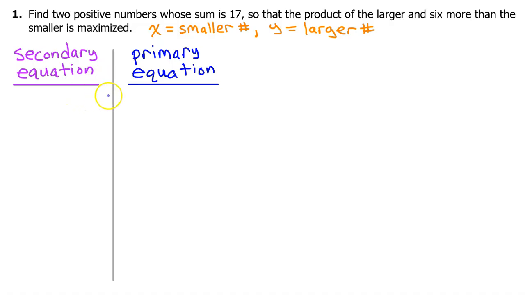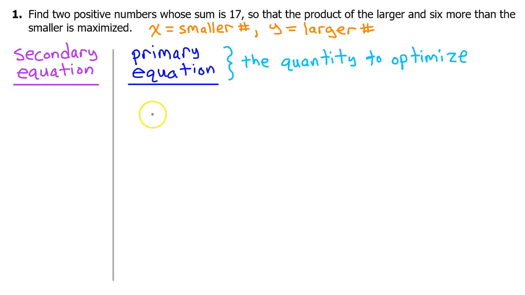In optimization problems, you will always form a primary equation and a secondary equation. The primary equation is an equation for the quantity you are trying to optimize, the quantity you are trying to maximize or minimize. You have to make up your own letter for this. It doesn't matter what letter you pick, so just pick something that makes sense to you.